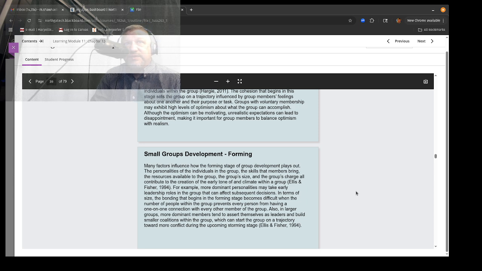In terms of size, the bonding that begins in the forming stage may be difficult when the number of people within the group prevents every member from having one-on-one connections with every other member of the group. In larger groups, also, dominant members assert themselves as leaders, build smaller coalitions within the group, and then move the group on a trajectory towards potential conflict, and we'll talk more about that coming up.